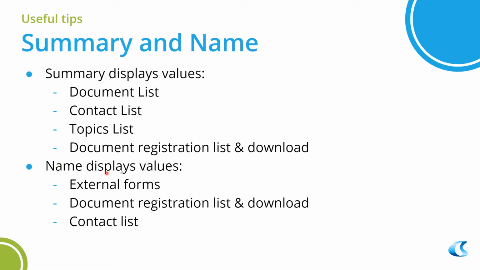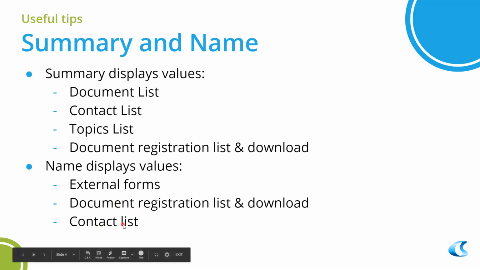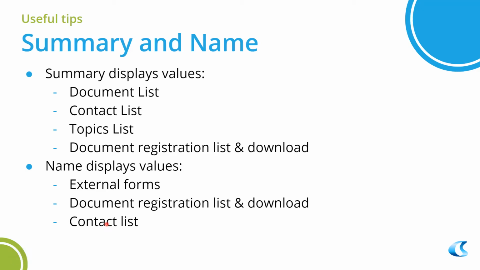And the name displays the values either on external forms, if it's a process step form, or on the document registration list and download if the name is selected for document forms, and finally on the contact list for the name as well. That's the list when you go and do a booking and you select what student you want to link the document to. That's usually for repeat bookings when customers come back to you again.